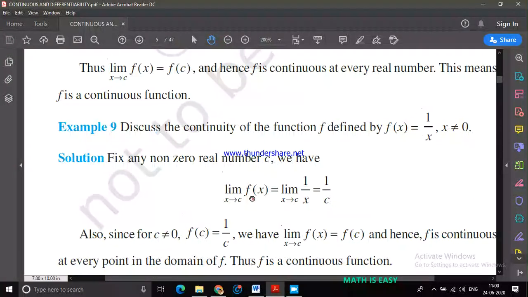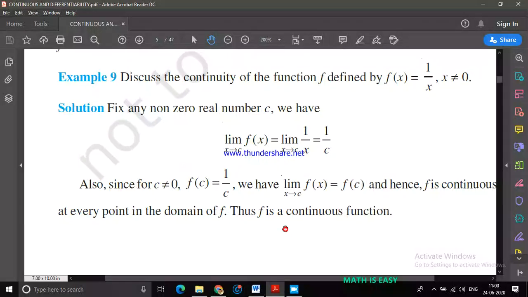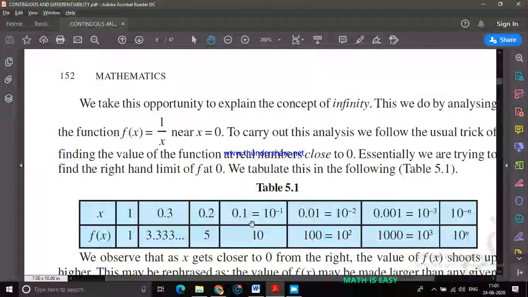So the limit as x tends to C, f of x is nothing but 1 by x. If I replace x with C, this is going to be f of C. And if I take x equals C, then also I'll get 1 by C only. So the functional value and the limit value are equal. Hence the function is going to be continuous at any value other than 0, because x cannot be equal to 0. Now here we have one explanation to be done.